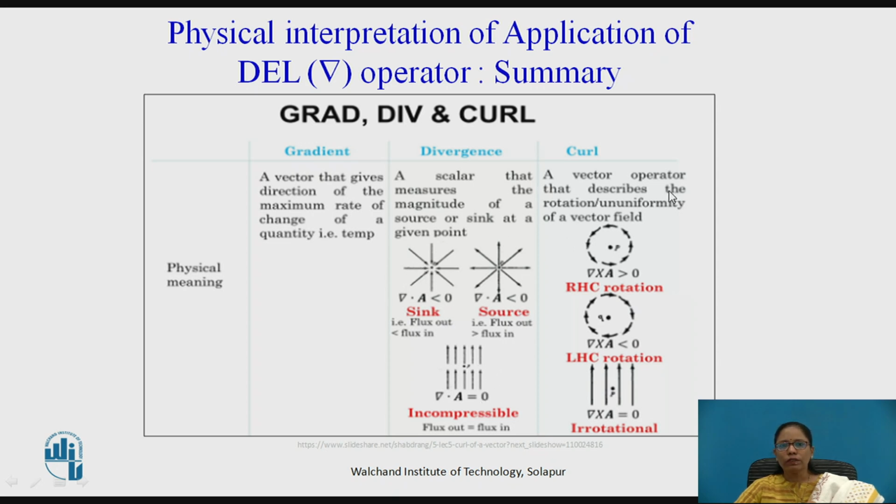And the vector, when it describes the circular rotation, either right hand or left hand circular rotation, is called a curl. Right hand clockwise rotation is positive curl, left hand rotation is negative curl, and if there is no rotation, irrotational, there is zero curl. This is the summary of the physical interpretation of the curl.